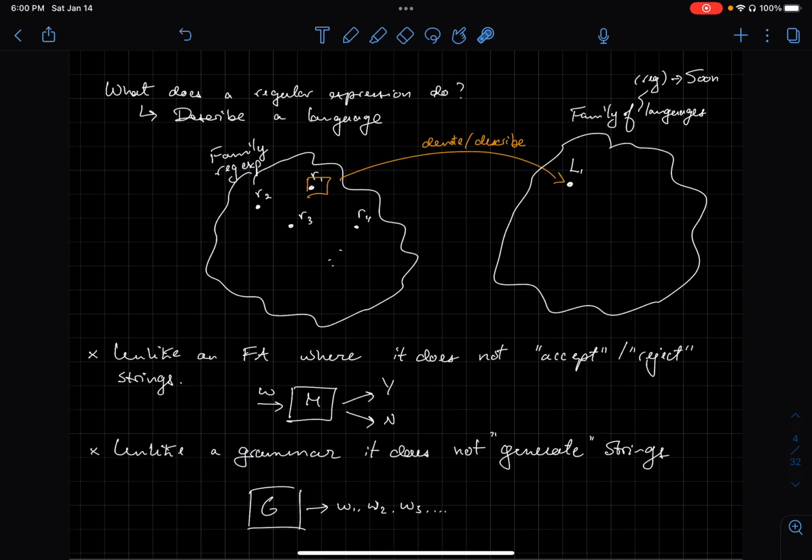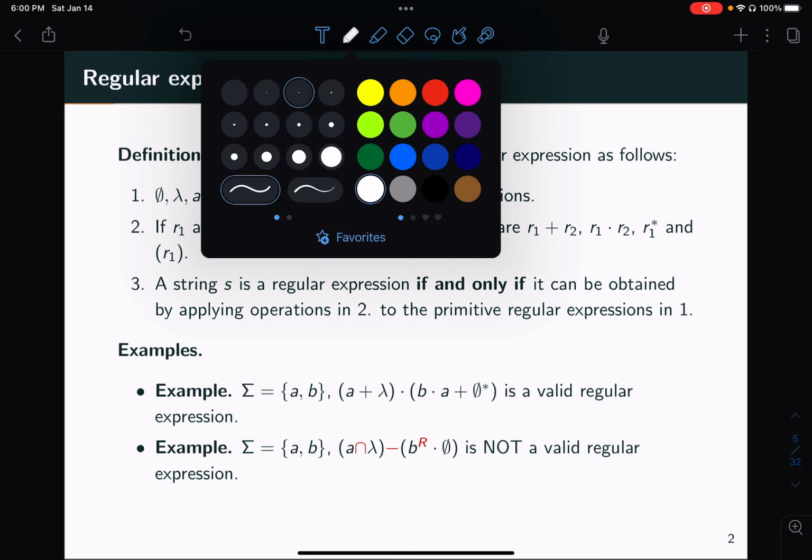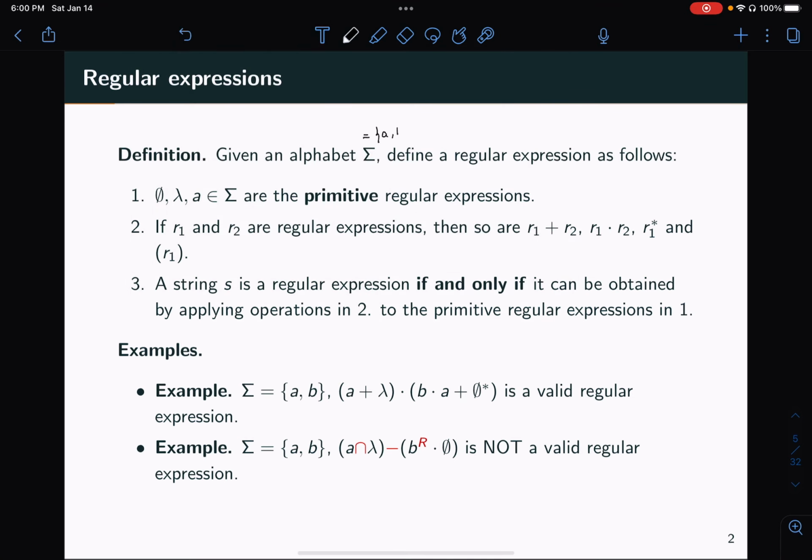Okay, now, how do we actually define a regular expression? What makes a regular expression a regular expression? Well, we have a concrete definition here. Given an alphabet sigma, suppose sigma is {a, b}, we can define rules for identifying valid regular expressions. And this definition is actually recursive, because you can build valid regular expressions from smaller valid regular expressions.